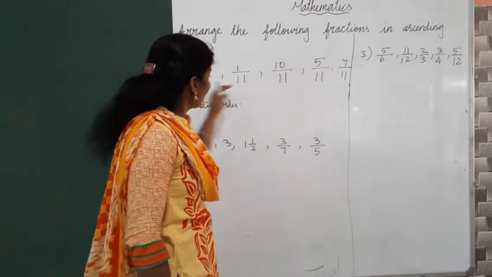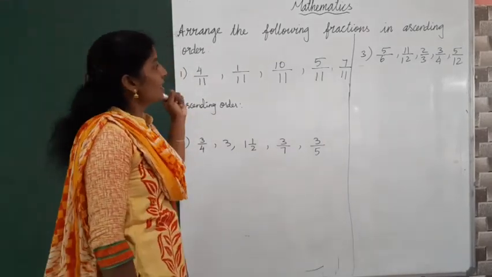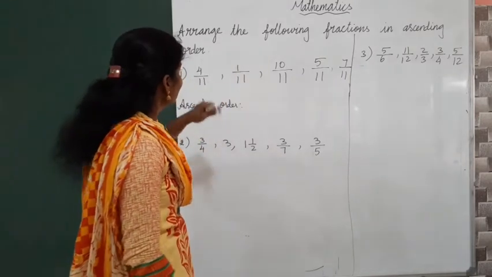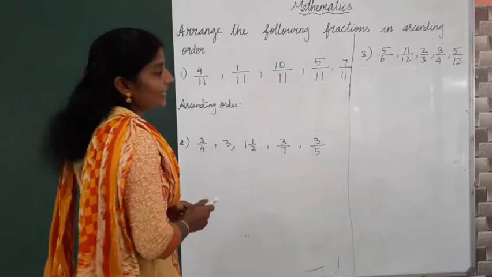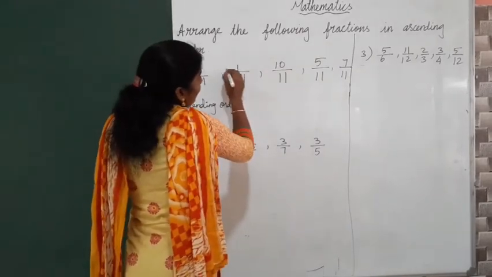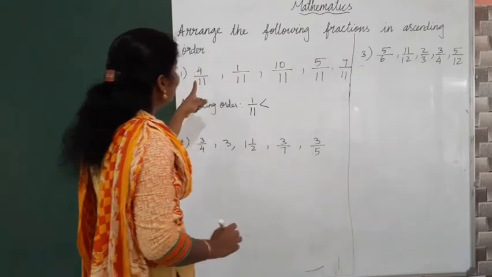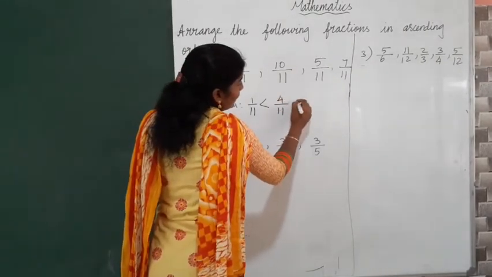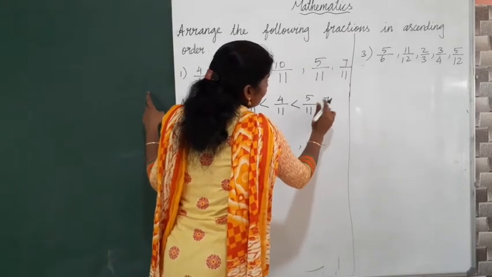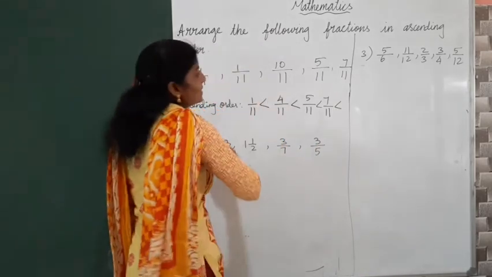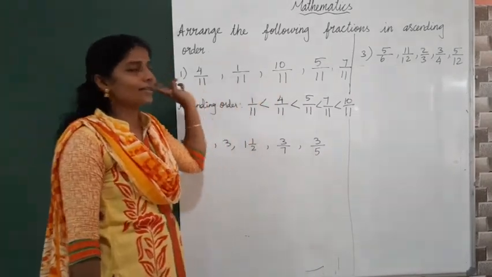Now listen, here the denominators are the same, isn't it? So we can compare the numerators. Which is smallest? 1, isn't it? Next one 4, then 5, then 7, then 10. So we arrange in ascending order, small to big: 1 by 11 is less than 4 by 11, then 5 by 11, then 7 by 11, and the last one is 10 by 11. Are you clear? Here the denominators are the same, so we compare the numerators.